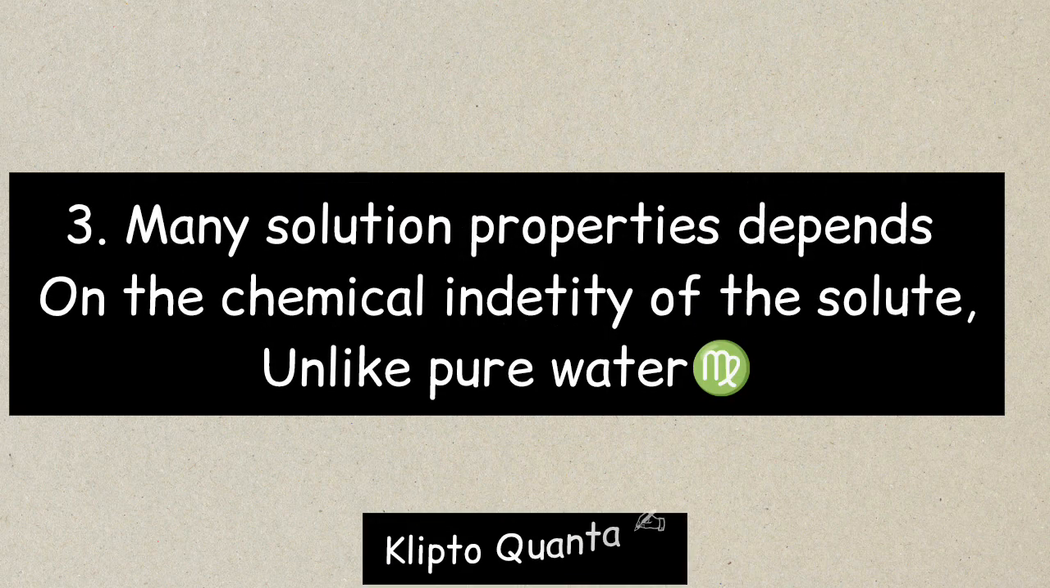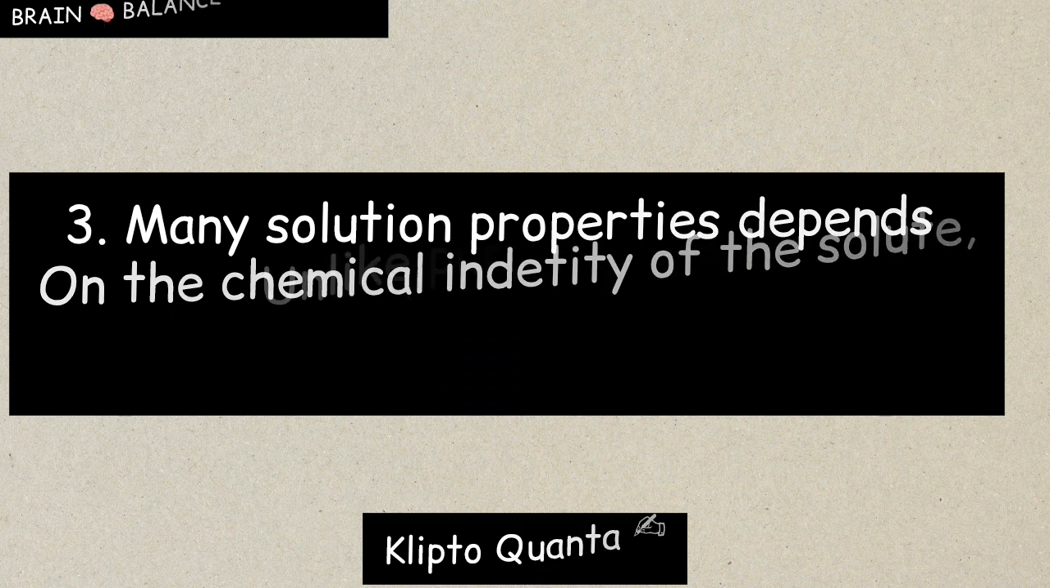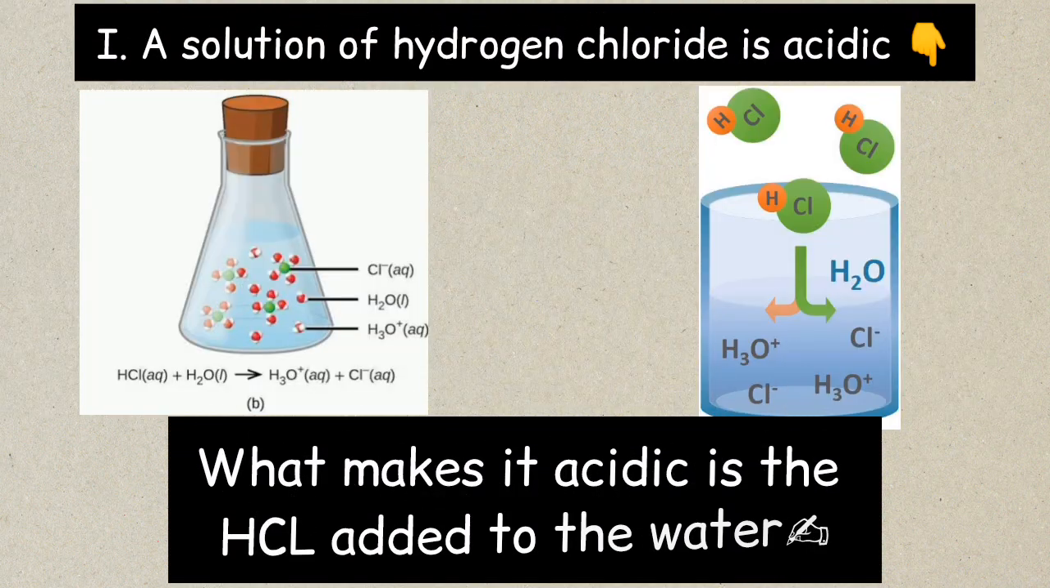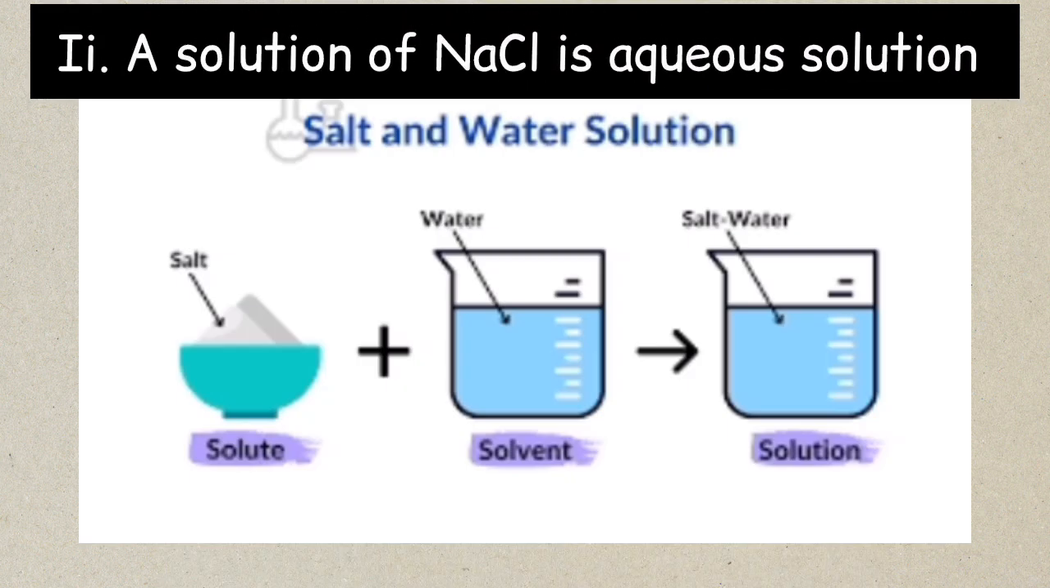The third thing is that many solutions depend on the chemical identity of the solute, which is true. It is the solute that determines the kind of solution we could call a particular combination of the solute and the solvent. Let's assume you have a solution of hydrogen chloride. We could call it acidic. A solution of NaCl, we could say it is an aqueous solution when it is mixed with water.